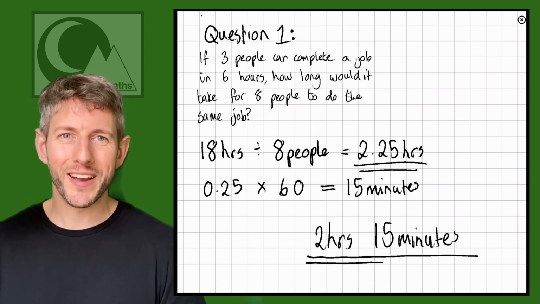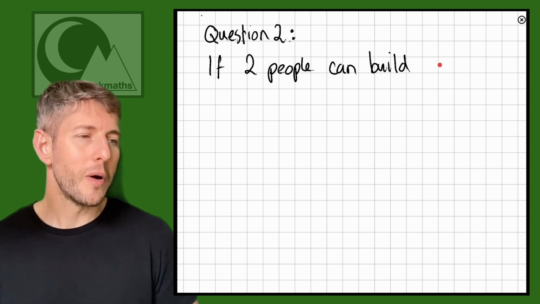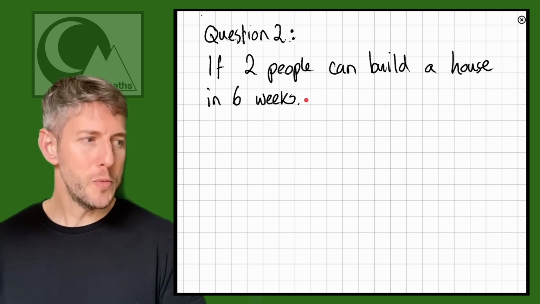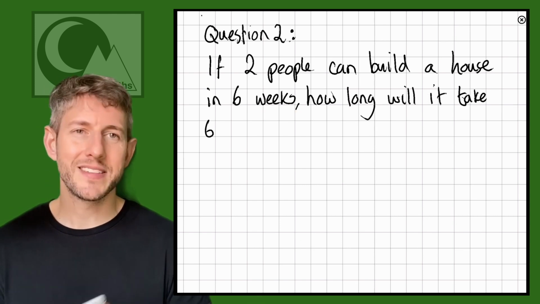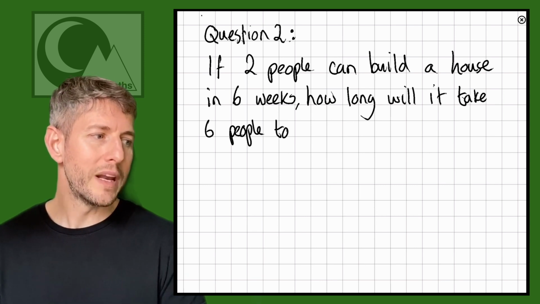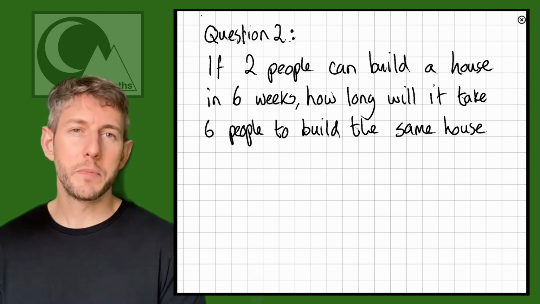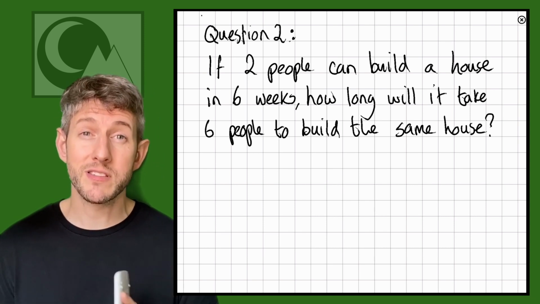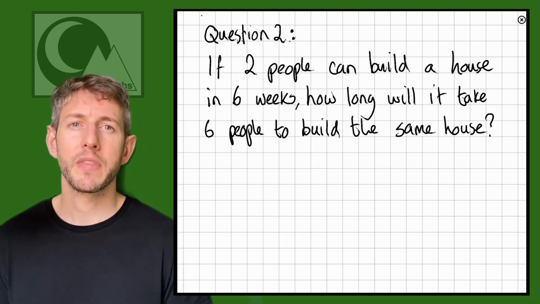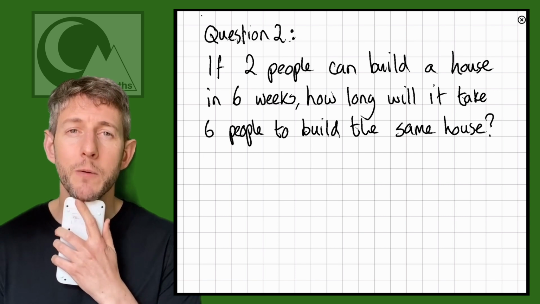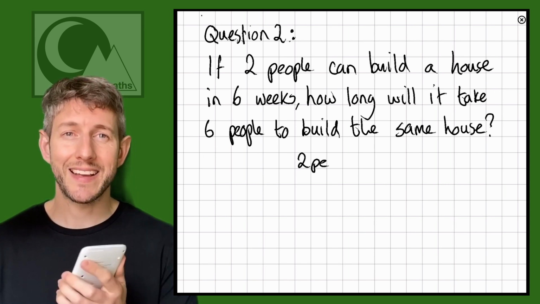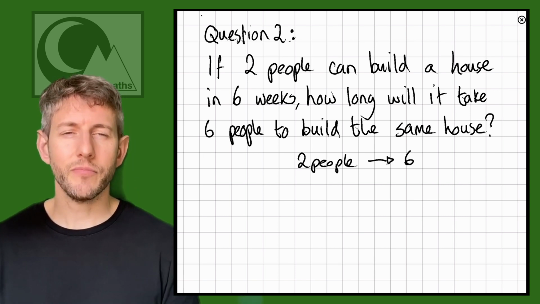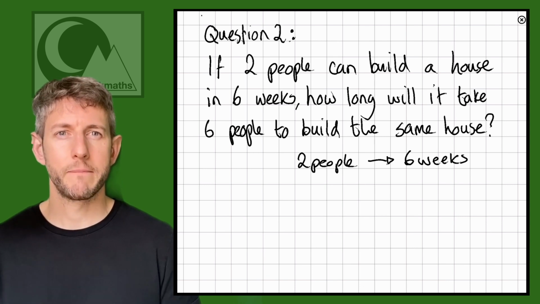Right, let's have a look at another question. So our next question says, if 2 people can build a house in 6 weeks, how long will it take for 6 people to build the same house? Now remember, we're presuming that everybody is just as good at their job as each other. So this is what we've got to presume. So 2 people take 6 weeks.